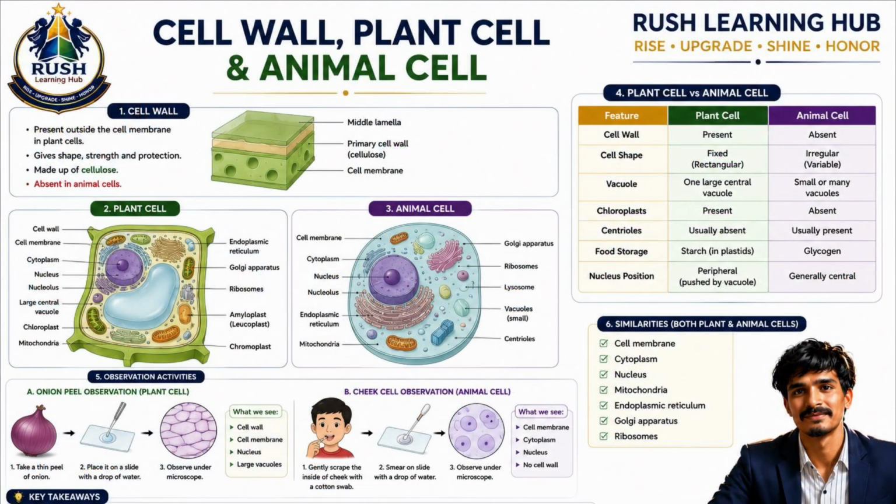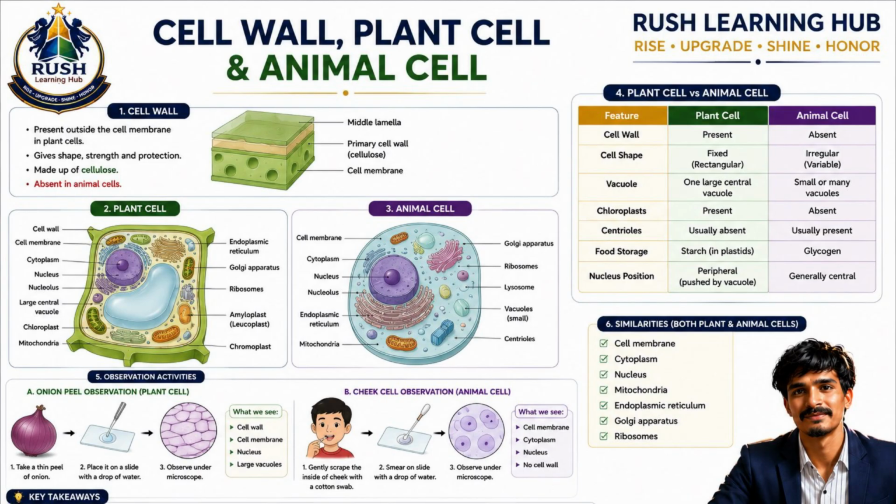Now let us study another important structure found in plant cells, the cell wall, and compare plant cells and animal cells. Let us begin with the cell wall. The cell wall is a rigid, non-living outer covering present outside the cell membrane in plant cells. It is mainly composed of a substance called cellulose. The cell wall provides strength, support, and protection to the cell. It helps plant cells maintain a definite shape and prevents them from bursting when excess water enters through osmosis.